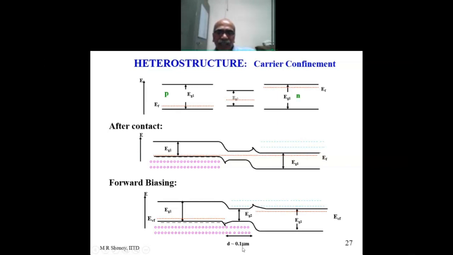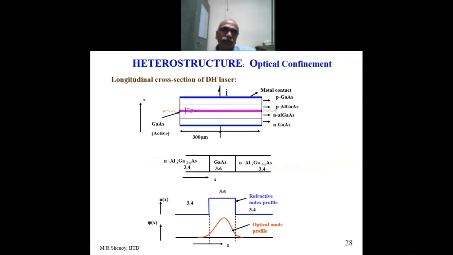And this thickness, which you have chosen, d, is of the order of 0.1 micrometer. This is not 1 to 2 micrometer as in the case of a homojunction medium. Now in the heterojunction, because you have chosen the thickness of this intermediate layer, you have confined the carriers to a small region in space, thereby increasing the carrier concentration, which determines the gain in the medium. That is called carrier confinement.